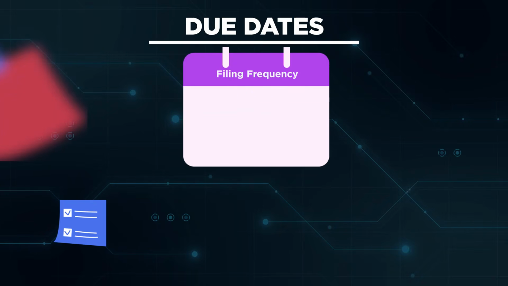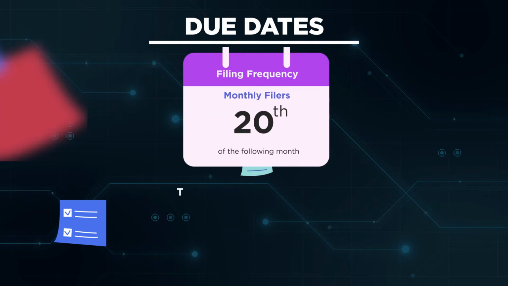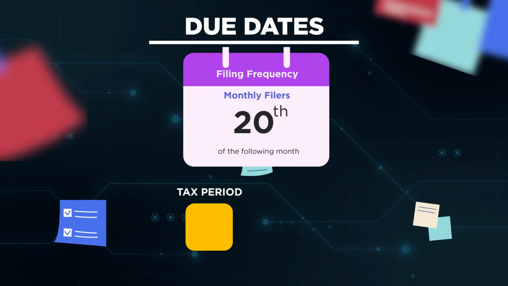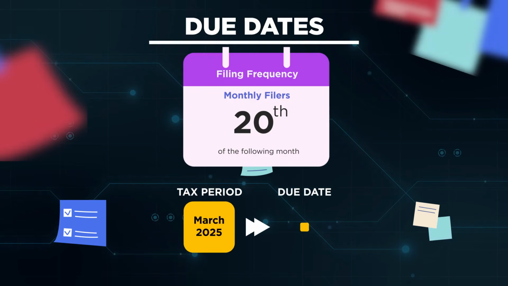For monthly filers, GSTR-3B is due by the 20th of the following month. For example, the GSTR-3B for March 2025 must be filed on or before 20th April 2025.